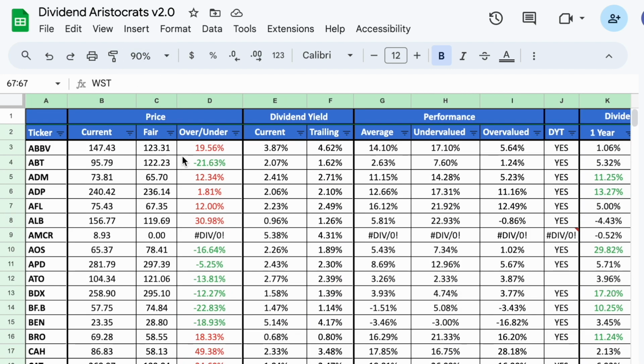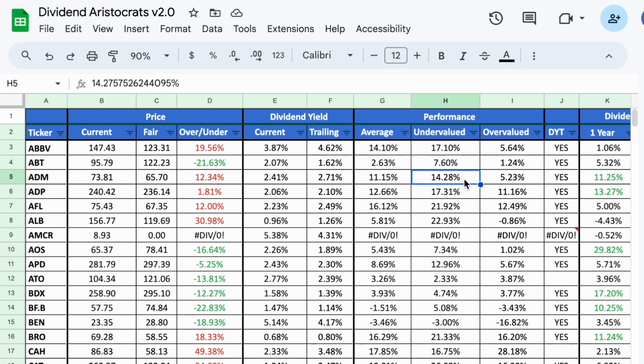AbbVie passed the test with a return of 17.1% while undervalued, compared to an average return of 14.1% for the full test window. Not bad, a 3% annualized boost. Abbott Labs also passed the test with a return of 7.6% while undervalued, compared to an average return of 2.63% in the full test window. Not a very attractive return overall, but dividend yield theory, on average, would have yielded almost 5% additional per year.